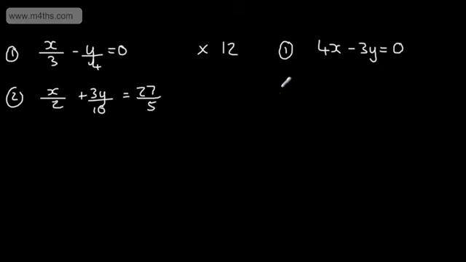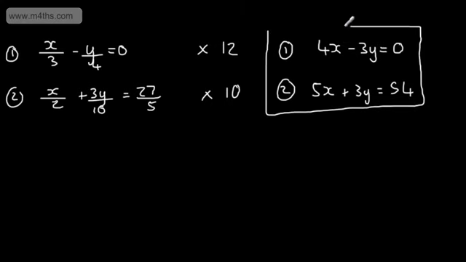If I now look at number 2, I'm going to multiply that by the lowest common multiple. The lowest common multiple of 2, 10 and 5 is 10. So if I do that, I'm going to get 5x, and then plus 3y, and that's going to be equal now to 54. So I've got these simultaneous equations to solve, and this is what we're dealing with.